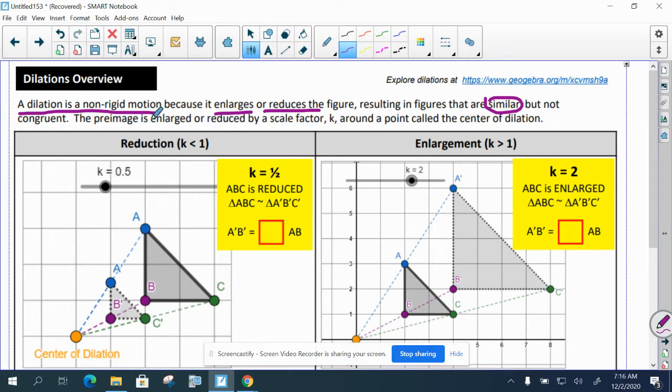The preimage is enlarged or reduced by a scale factor k around a point called the center of dilation. For us, the center of dilation is just going to be the origin (0, 0). That'll make things easier for us.